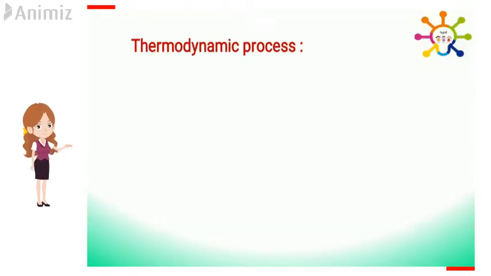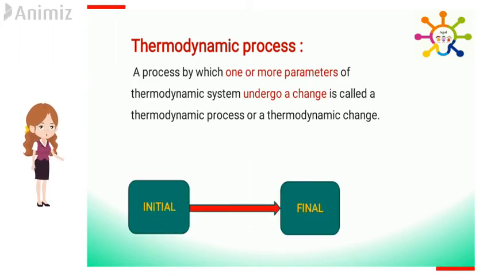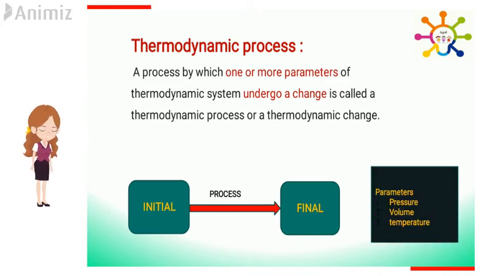Thermodynamic process. A process by which one or more parameters of a thermodynamic system undergoes a change is called a thermodynamic process or thermodynamic change. The parameters involved in a thermodynamic process are pressure, volume and temperature.